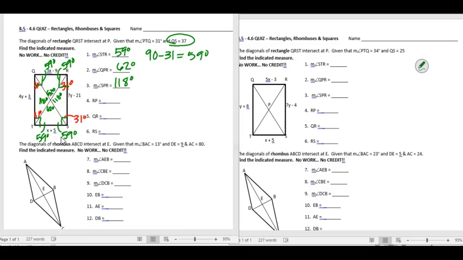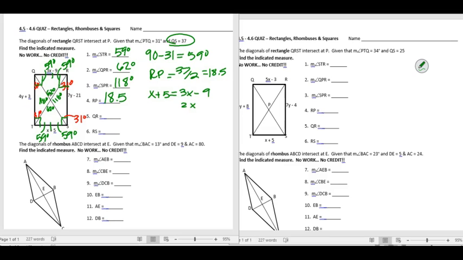And so if we're trying to find RP, RP is 37 divided by 2 because that's half of it. So that was 18.5. Then QR, we're going to have to set those opposite sides equal to each other. So we know that this side is congruent with this side. So we're going to say x plus 5 equals 3x minus 9.